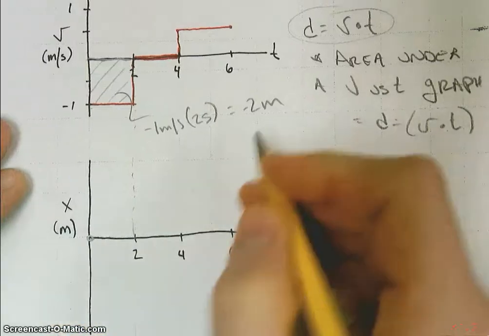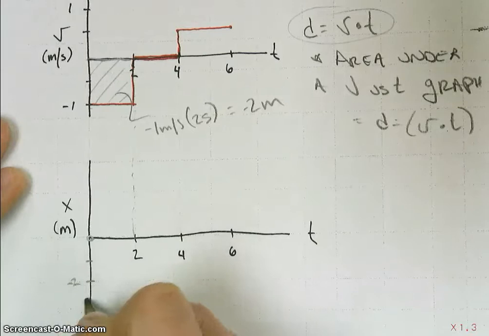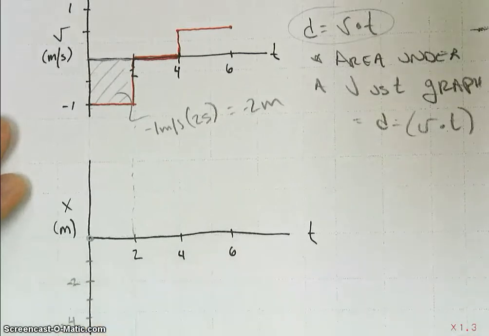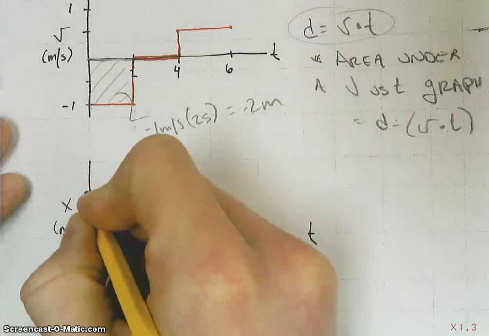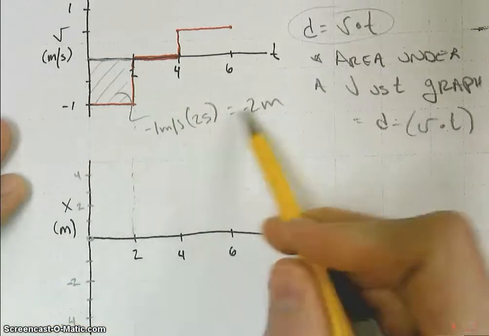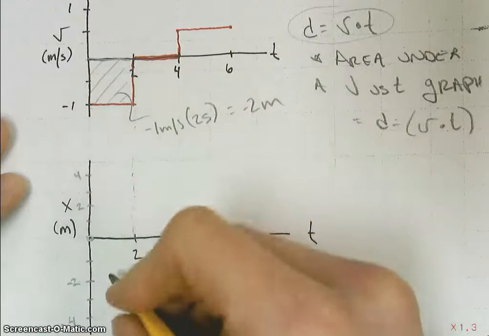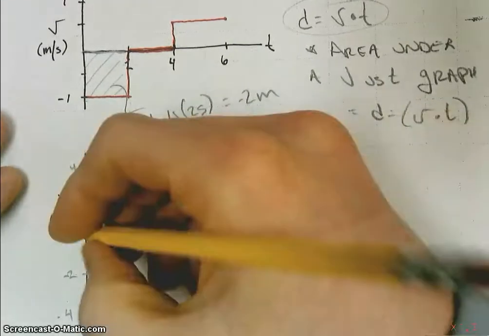I'm going to set my scale, so I need -2 meters. I'm going to go ahead and just say -1, -2, -3, -4. And then up here I'll go ahead and do the opposite: 1, 2, 3, +4 meters. So I know -2 meters in the first 2 seconds. So I'm going to drop this down, and at 2 seconds, my object has gone -2 meters.